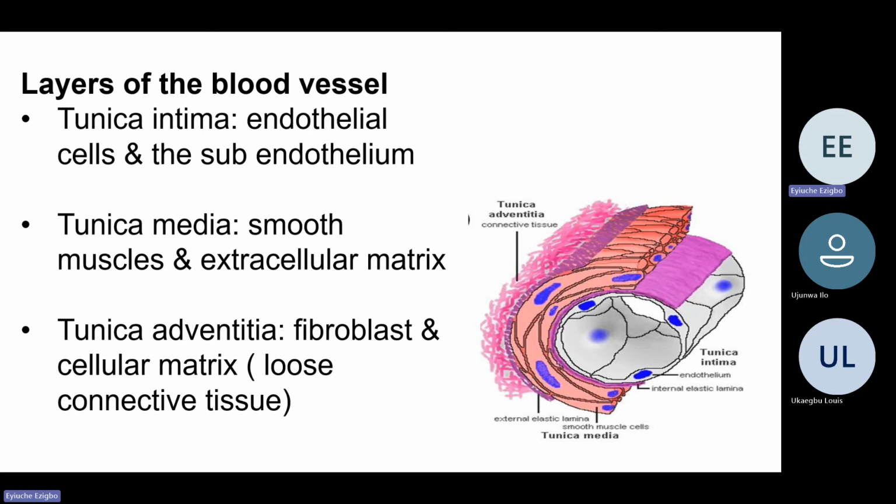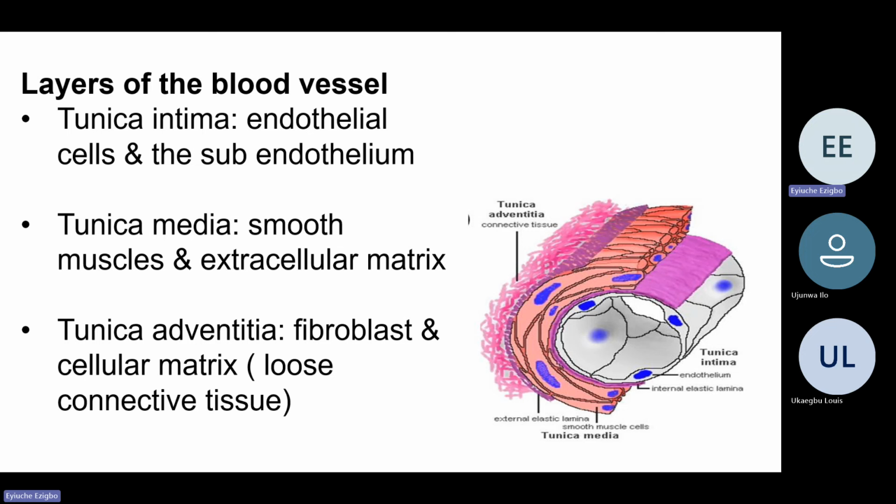Subendothelial connective tissue is composed of collagen and fibroblasts in the vein, and collagen, fibroblasts and smooth muscle cells in arteries. In the veins, the subendothelial connective tissue is composed of collagen and fibroblasts, while in the arteries it is composed of collagen, fibroblasts, and smooth muscle cells. The media, or the middle layer, contains mainly circularly arranged smooth muscle cells.